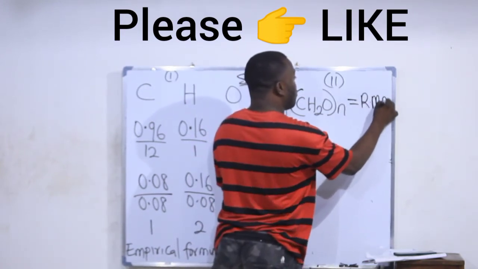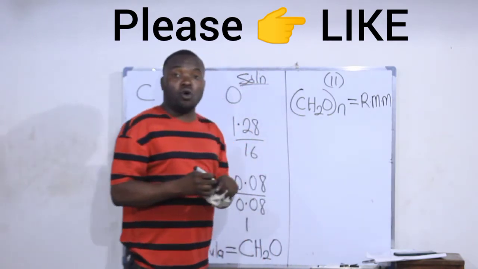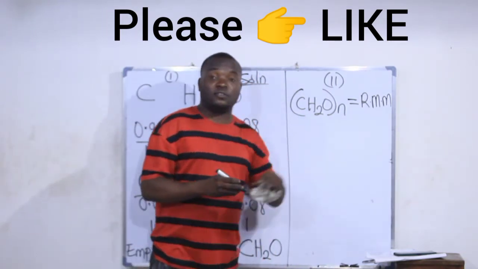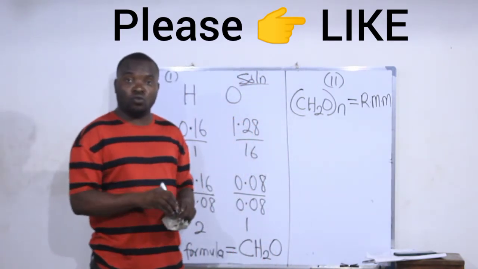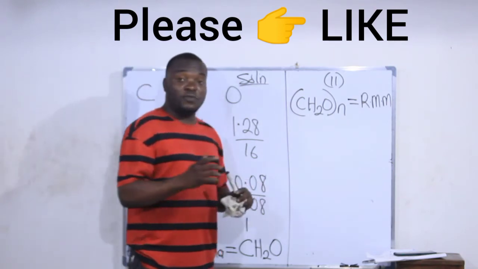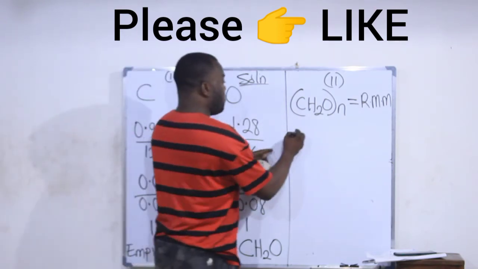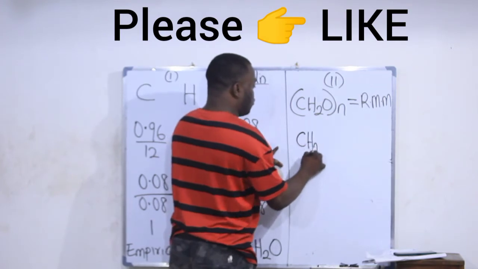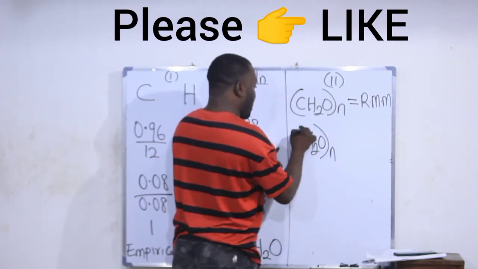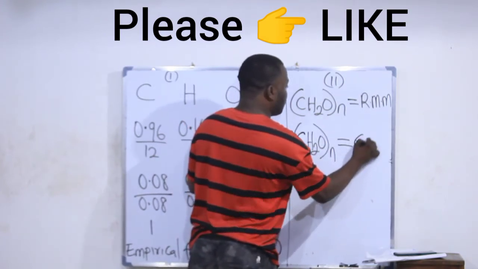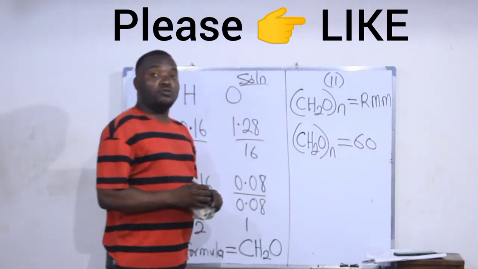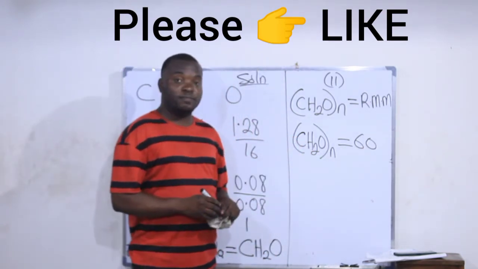Your empirical formula multiplied by a constant N will be equal to the relative molecular mass of the compound. And if you can recall, the relative molecular mass of the compound was given to us in the question, which is given as 60. So my empirical formula, which is CH2O multiplied by N, is equal to 60. If you do this, all you need to find is the value of N.